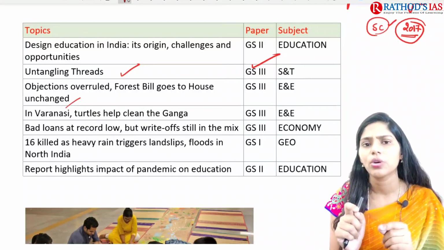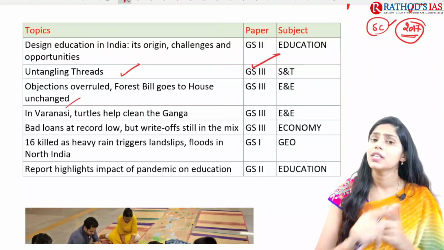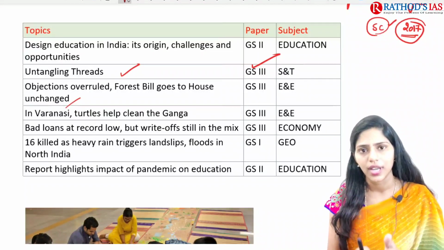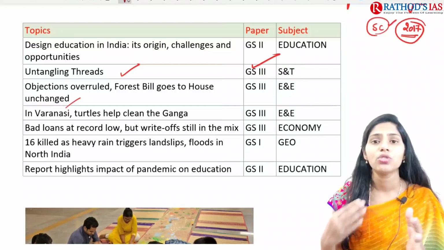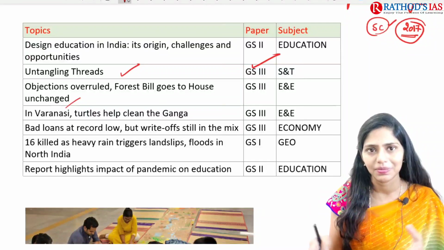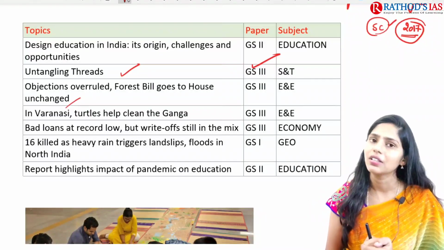So each and every topic is not a single topic; it is connected with other subjects as well. Because of this, you have to focus and improve your maturity levels to connect one topic with different subjects. Then only can you write a good and better answer.